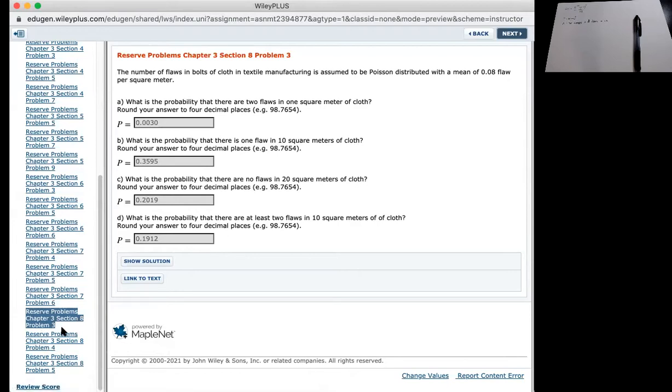So here is the question: the number of flows in a bolt of cloth in textile manufacturing is assumed to be Poisson distributed with a mean of 0.08 flow per square meter. Question A, what is the probability that there are two flows in 1 square meter of cloth? For the first one, you need to use the PMF, the probability mass function of the Poisson distribution. Okay, so let's see.